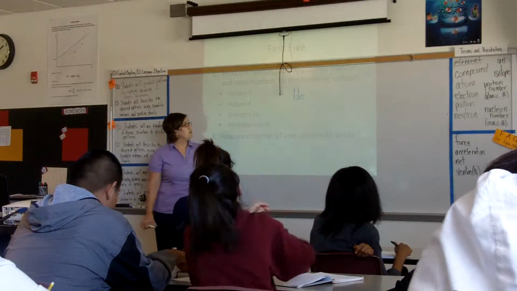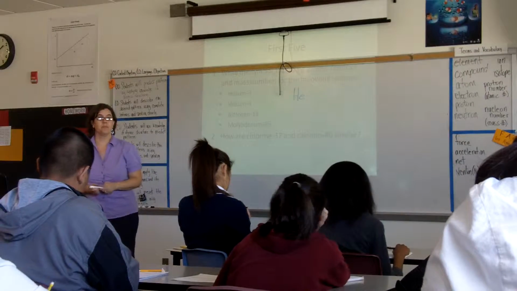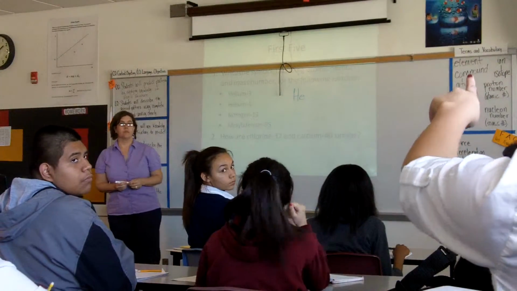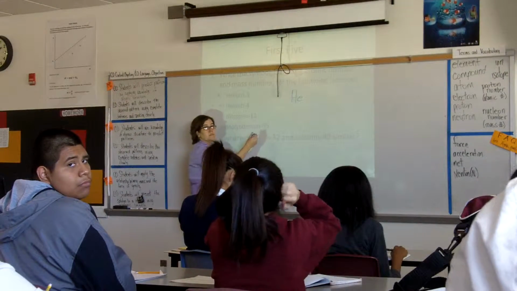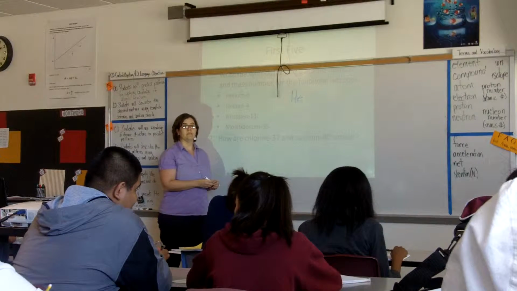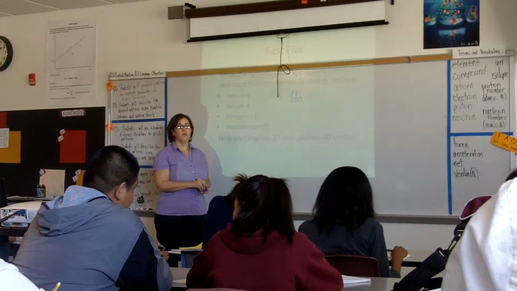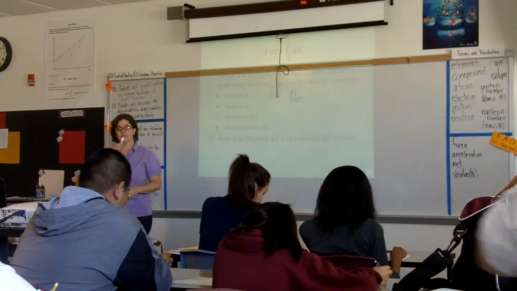What will be the next part of this way that we've been writing the symbol, Ashley? On the bottom you put the atomic number. Okay. What is the atomic number in this case? Where would I find the atomic number if I couldn't remember? It's 2.